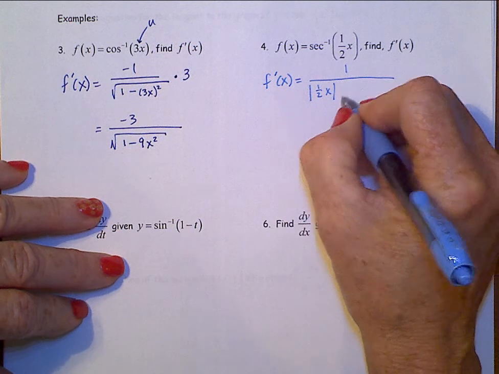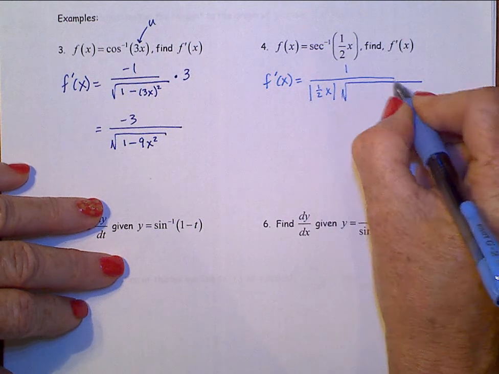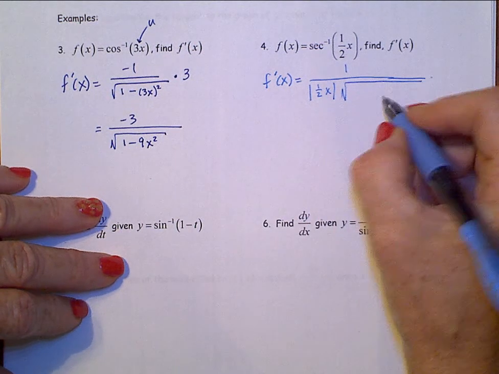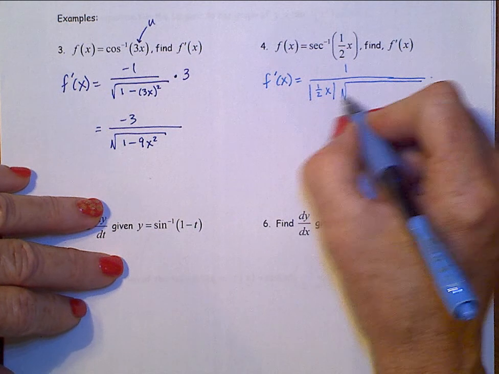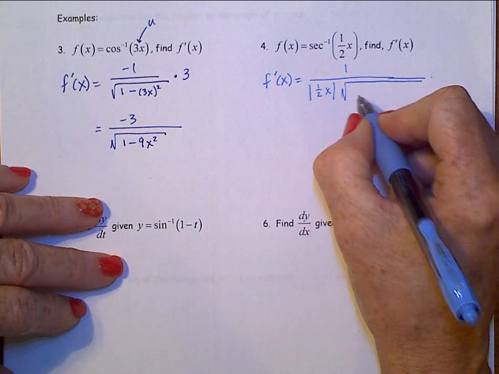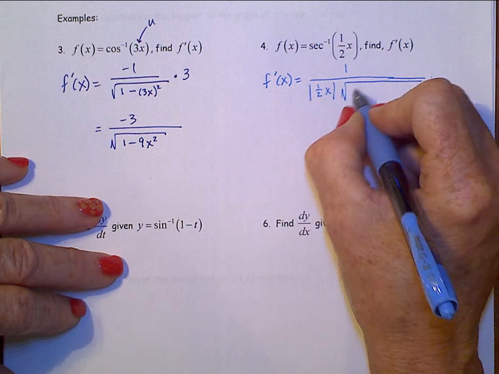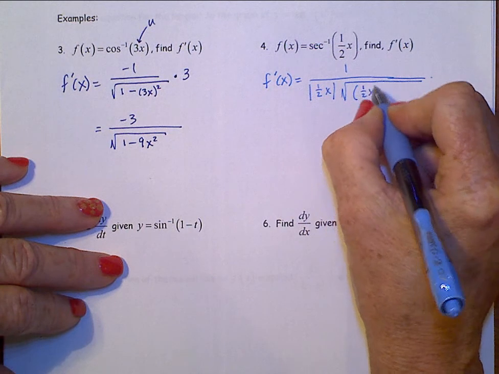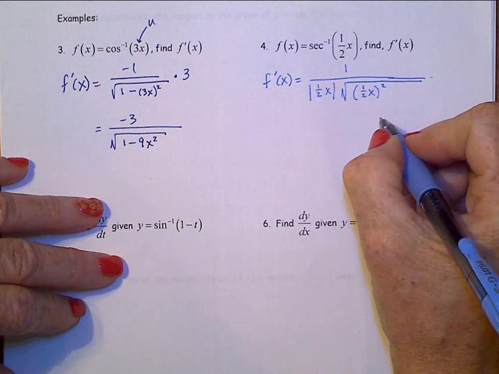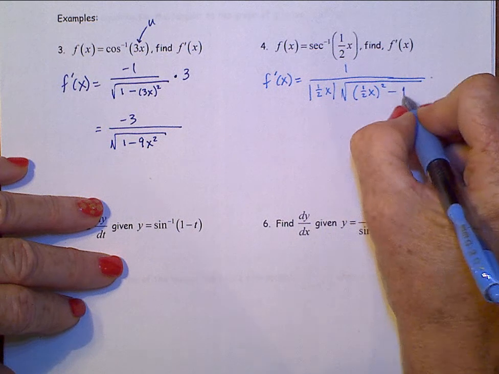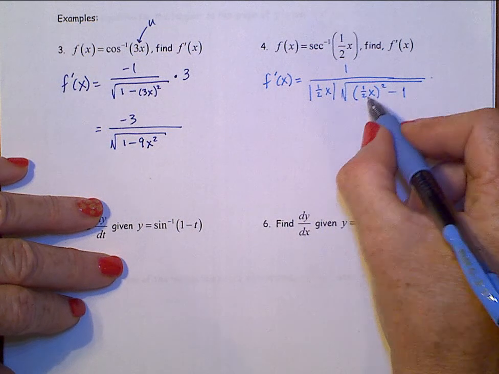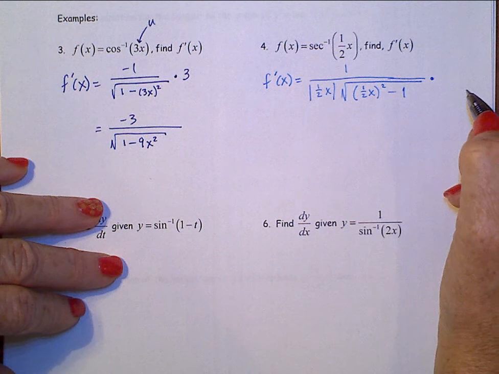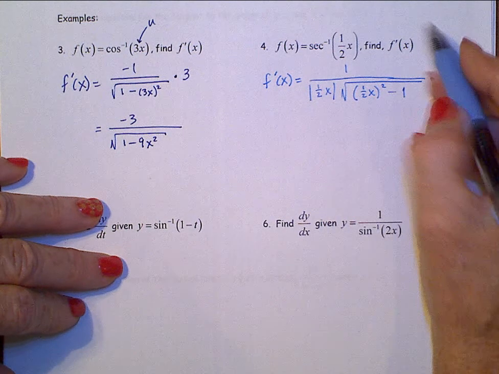times the square root of, now because I put the absolute value of that u piece out here, that means that u squared has to go right here. So that's a half x quantity squared minus 1. There's the u squared minus 1 now, times the derivative of the inside, times the half.